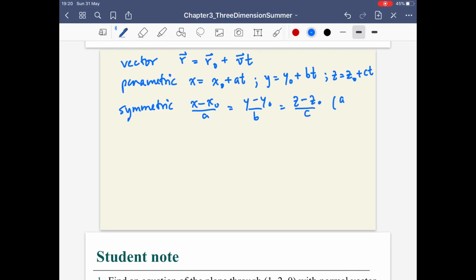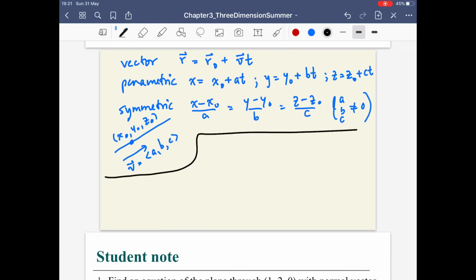And for this one, your a, b, c are not 0. If one of them is 0, then that will be something else. The line is determined by the point that it's passing through and the vector that's parallel to it. For the plane, that is a little bit easier.